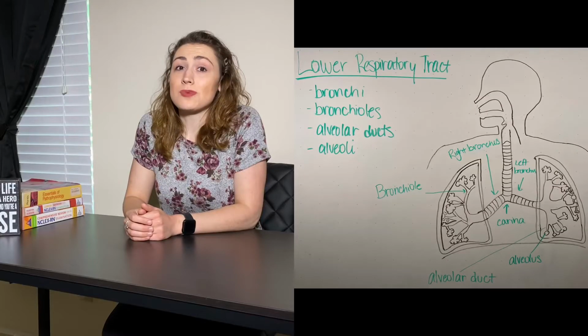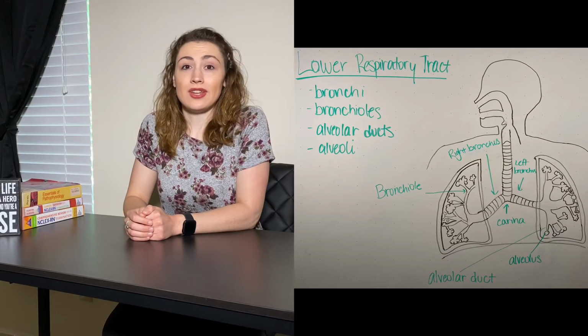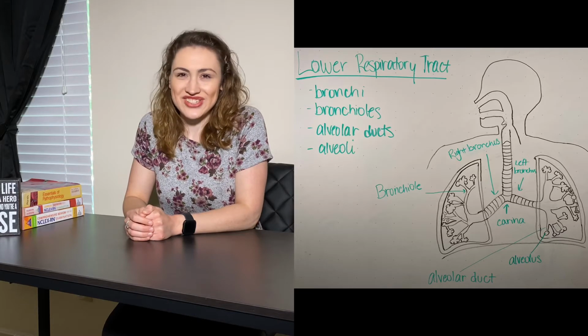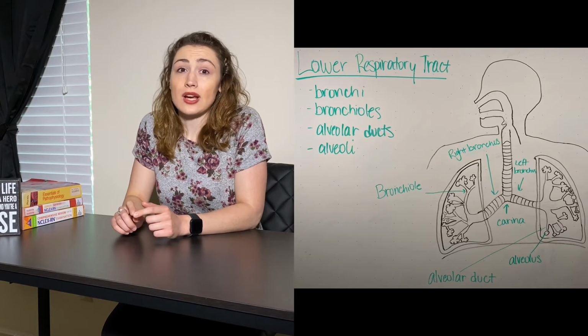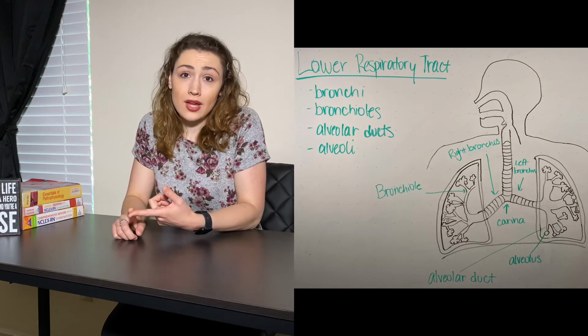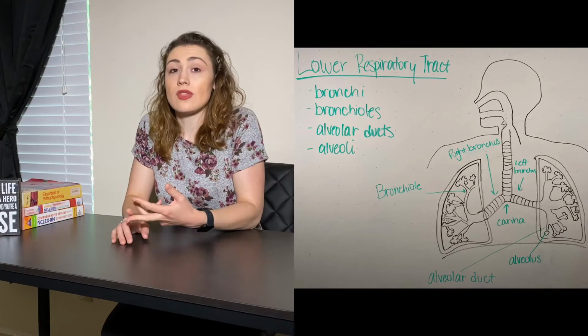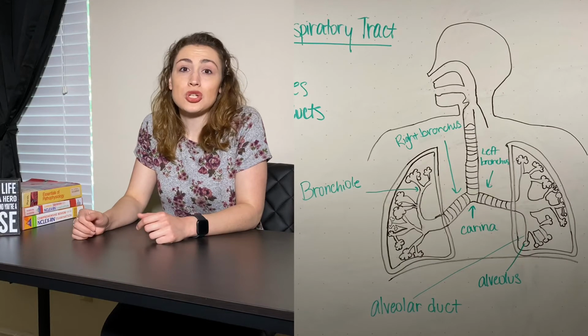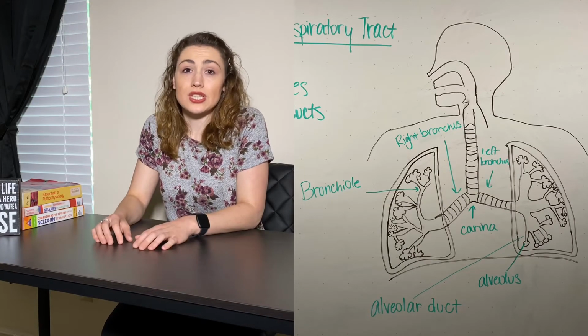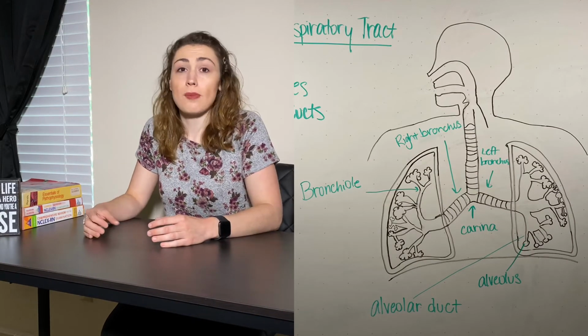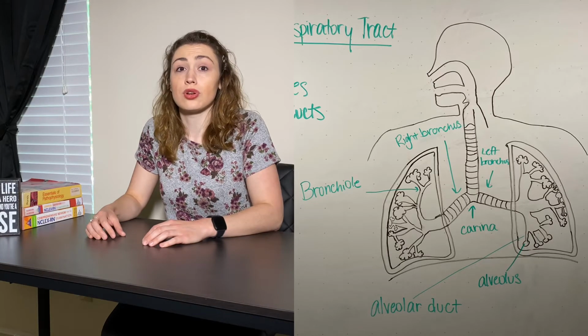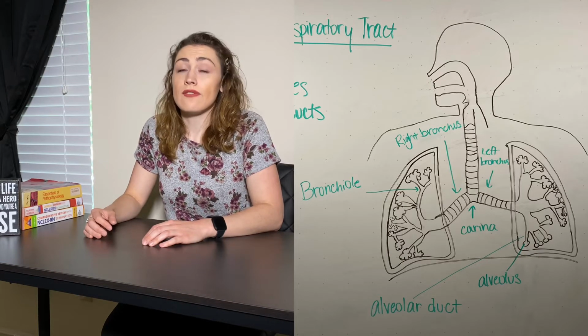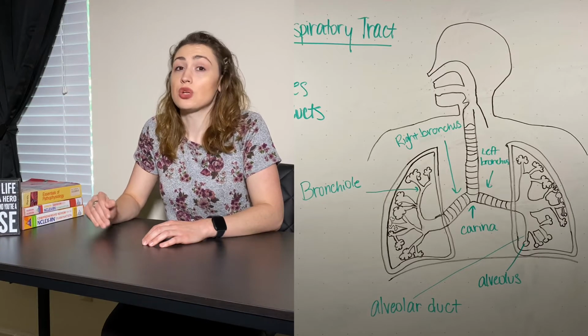So the lower respiratory tract, you can see I've labeled here again in this beautiful illustration. The lower respiratory tract consists of the bronchi, the bronchioles, the alveolar ducts, and the alveoli. So if you follow my picture down, you will see that the trachea branches into the left and the right primary bronchi at a point called the carina. Now the carina is very highly sensitive, and if you touch it during suctioning, the patient will cough.